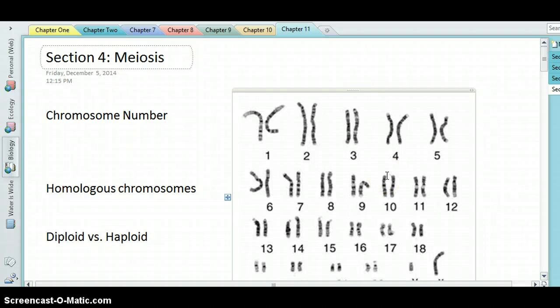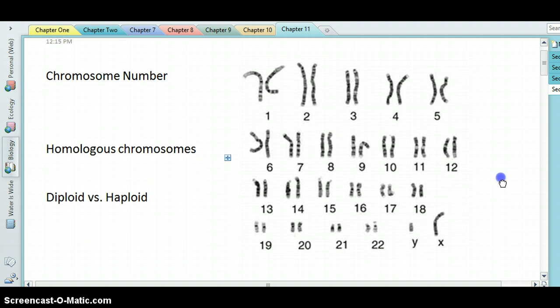All right, let's talk about the final section of Chapter 11, Section 4, which covers mostly the process of meiosis. Meiosis is the process that plays an important role in the production of these reproductive cells, or gametes. All right, but first, let's think about chromosomes.